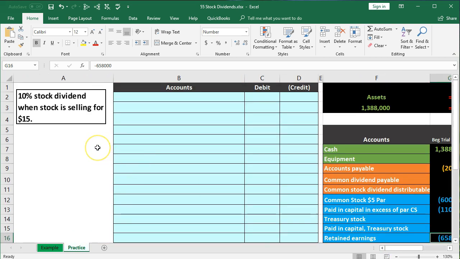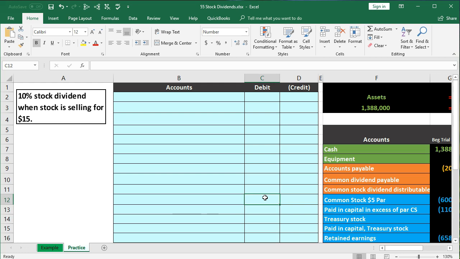Okay, so now we have a 10% stock dividend when stock is selling for $15. So now we're going to give a dividend, but instead of giving just a normal cash dividend, we're going to give stock. So we're going to have to figure out, okay, we're going to give away basically our own stock to the people that already own our stock.